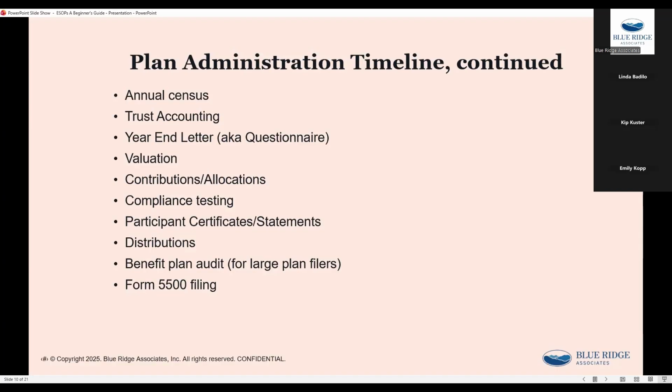And then we'll prepare the Form 5500 for the ESOP, which is typically, for a calendar year plan, the filing deadline is July 31st, which is the last day of the 7th month following the end of the plan year. Many of our plans will file an extension that gives you an additional 2.5 months to file the 5500, which would, for a calendar year plan, move that filing deadline to October 15th.